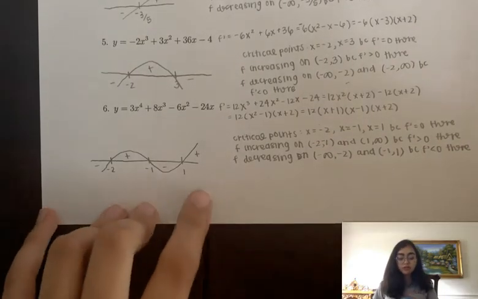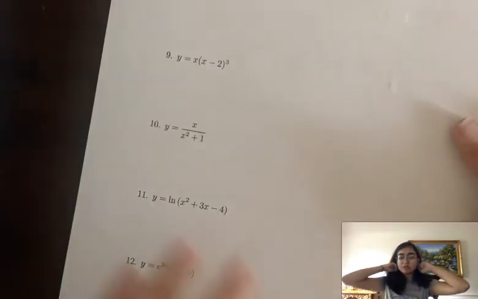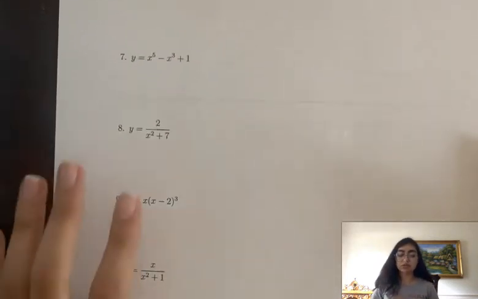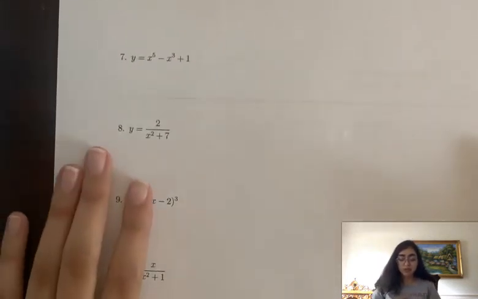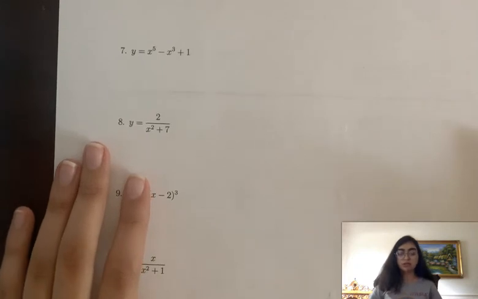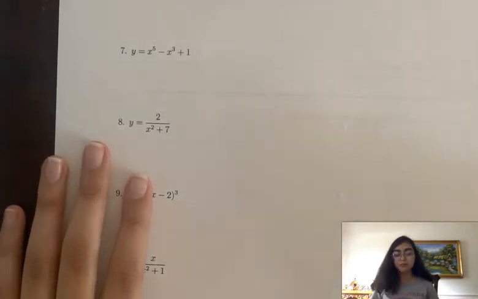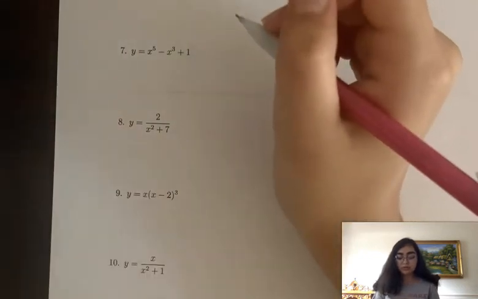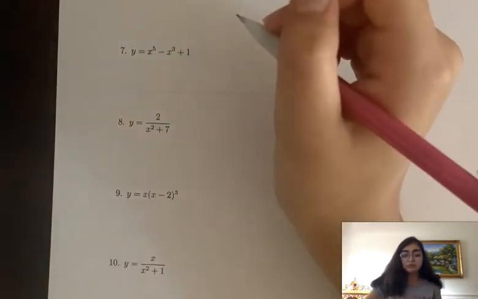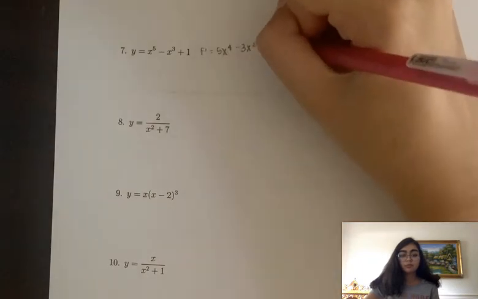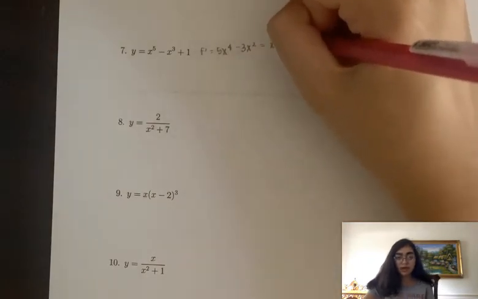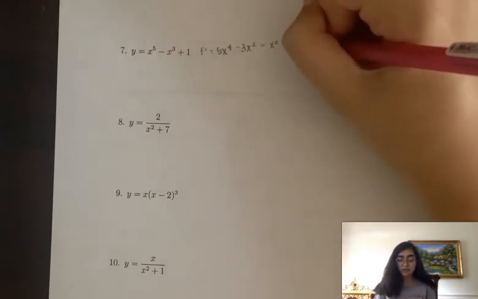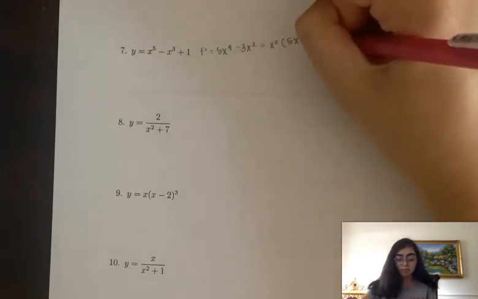All right, let's move on to the next page. It's just going to be more of the same. We're finding the critical points of the function and where the function is increasing and decreasing. So for number 7, again, we're going to first take the derivative of the function. In this case, we're going to get 5x to the 4 minus 3x squared. We can factor that equation to give us x squared times 5x squared minus 3.